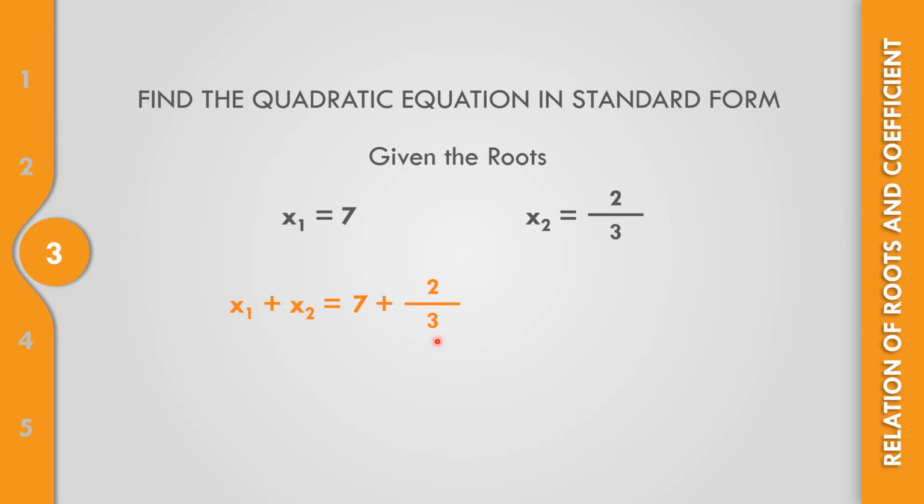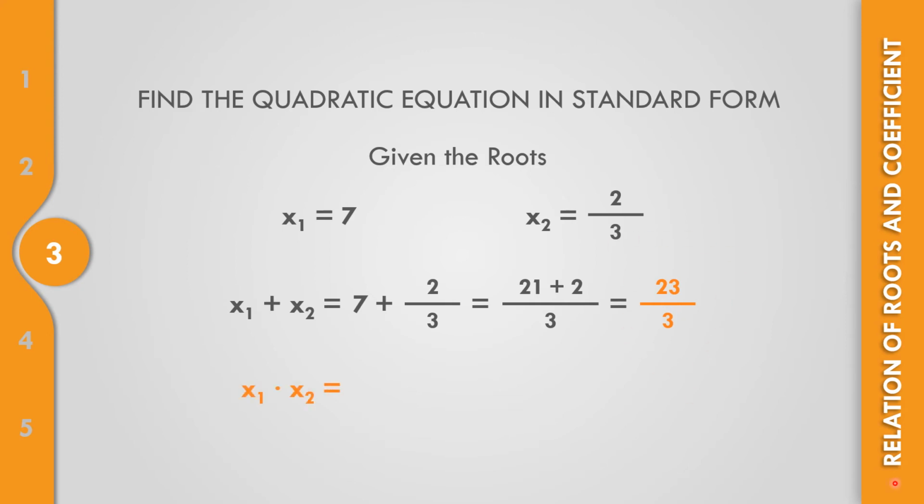So let us get the LCD between 1, the denominator of 7 is 1, and then 3. So the denominator is equal to 3. So 3 divided by 1 is 3 times 7, that is equal to 21 over 3. 3 divided by 3 is 1 times 2, that is equal to positive 2. And then let us add 21 plus 2. That is 23. And then copy the denominator 3. So the sum of the roots is 23 over 3.